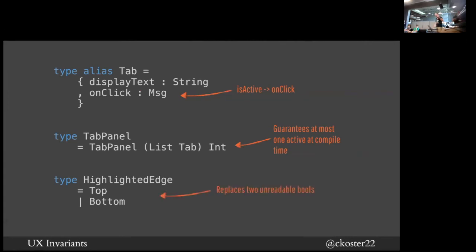And then lastly, the 2 unreadable bools that I talked about, they become a union type. So this is more readable. More importantly, this adds a guarantee that only one of those borders will ever be selected. You can't have both, and you can't have neither. So these are more compile time guarantees that we can get.